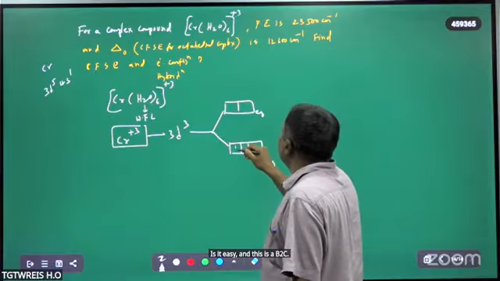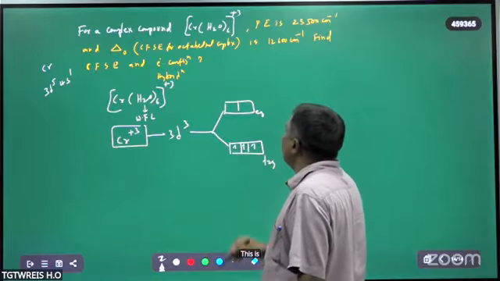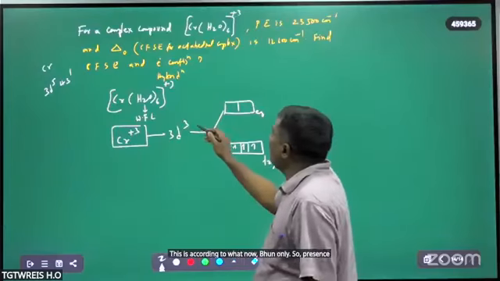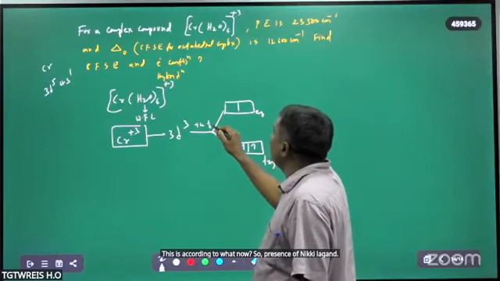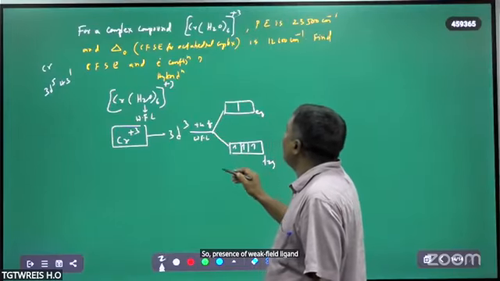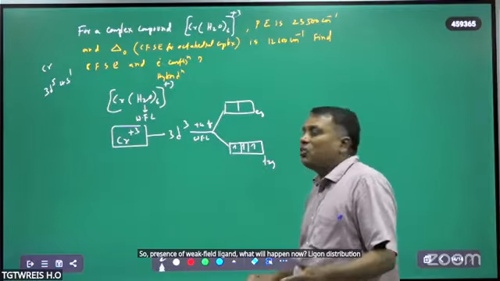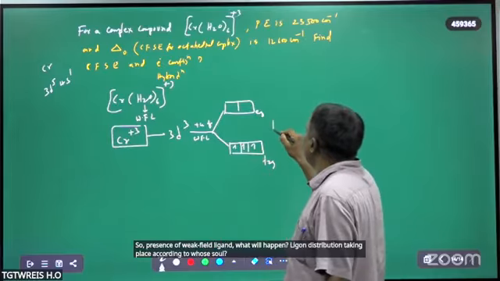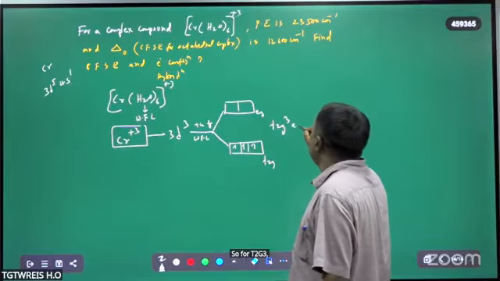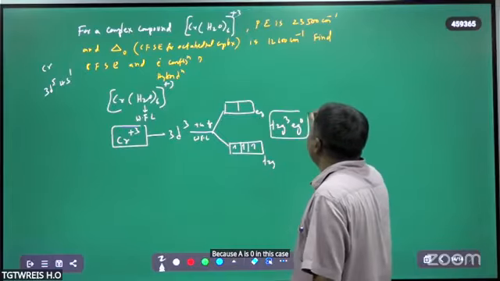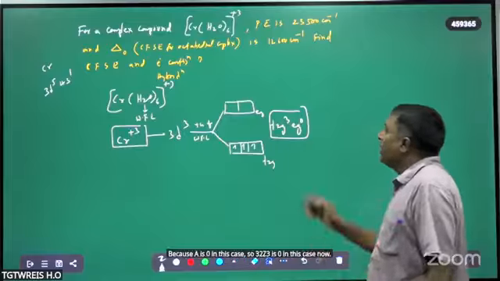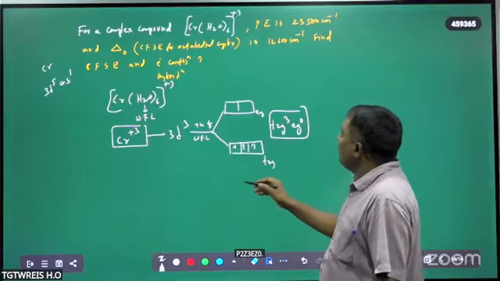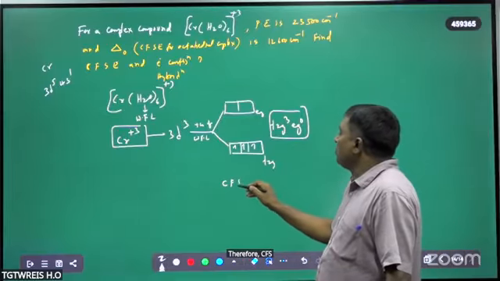Therefore, this is according to Hund's rule only. In the presence of a weak field ligand, the electron distribution takes place according to Hund's rule. Therefore, t2g3 eg0 in this case. t2g3 eg0. Therefore, what is the CFSE now?